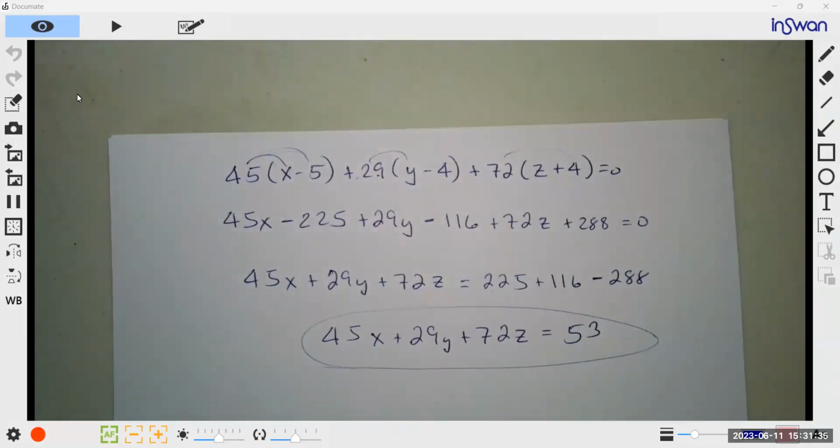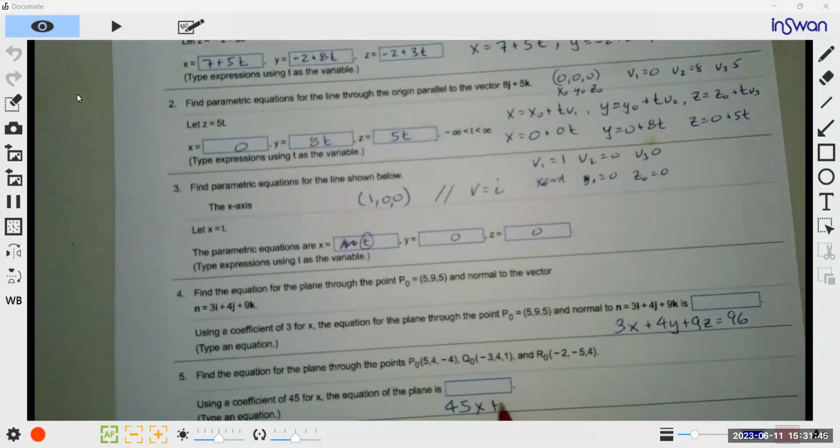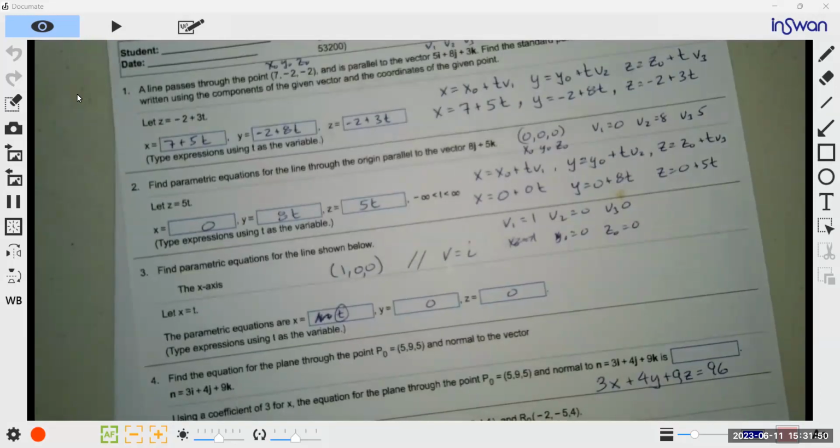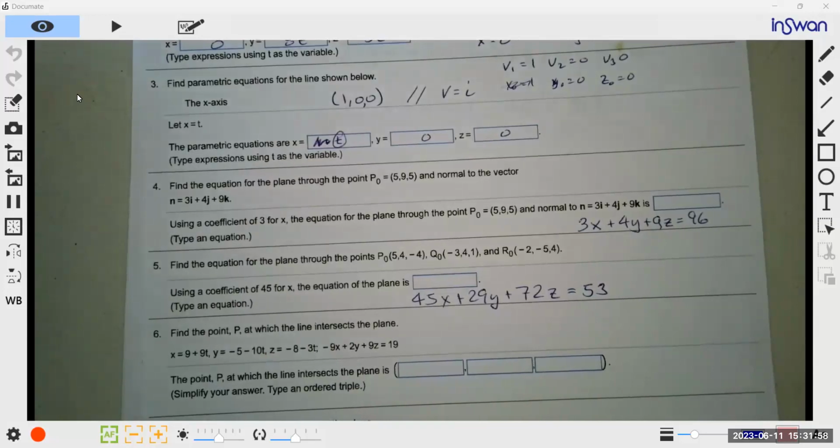So it has a coefficient of 45 for the x, check. So we put here 45x plus 29y plus 72z equals 53. That all fits there.